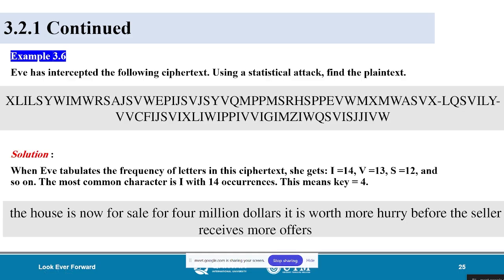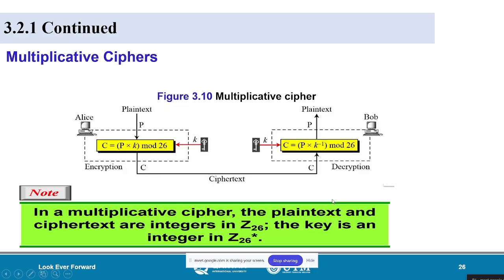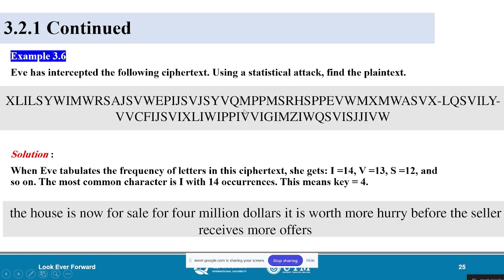Now that she used the key 4, she got the message. Okay. Any question until now, guys?